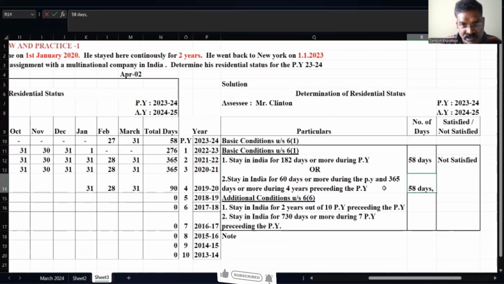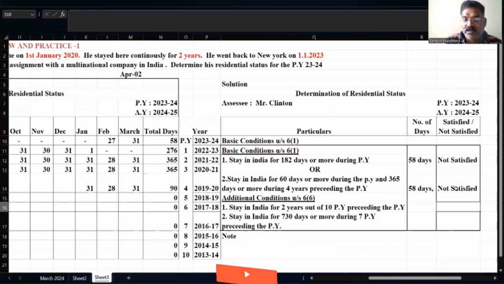Even though we will see the next, 365 days, 4 years preceding the previous year. That means the previous year we need to leave, 276 days, 365, 365, and 90. The second and the additional basically he is there. But even though the number of days, the second basic condition also he has not satisfied, where a minimum of 60 days should be present in the previous year. But he is there only for 58 days. That means again he has not satisfied.